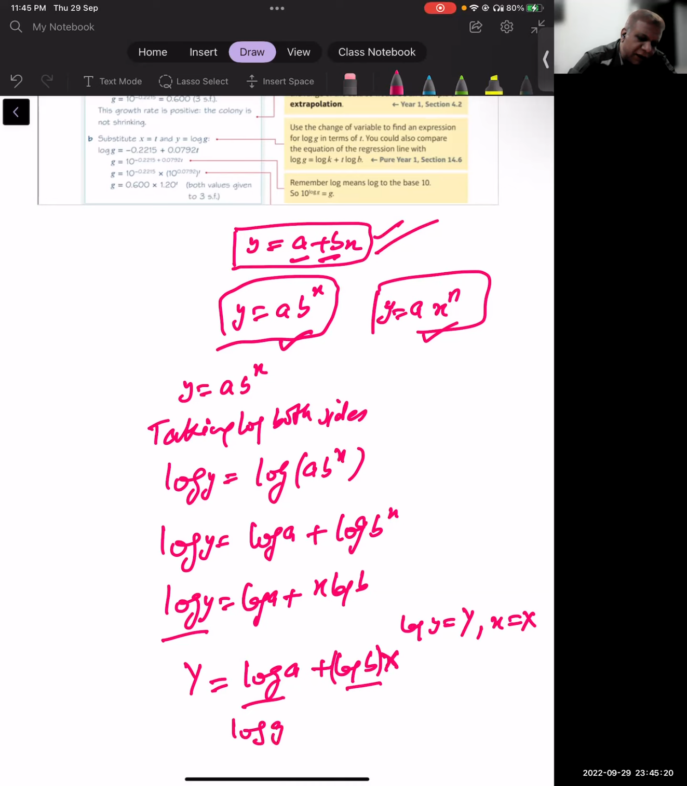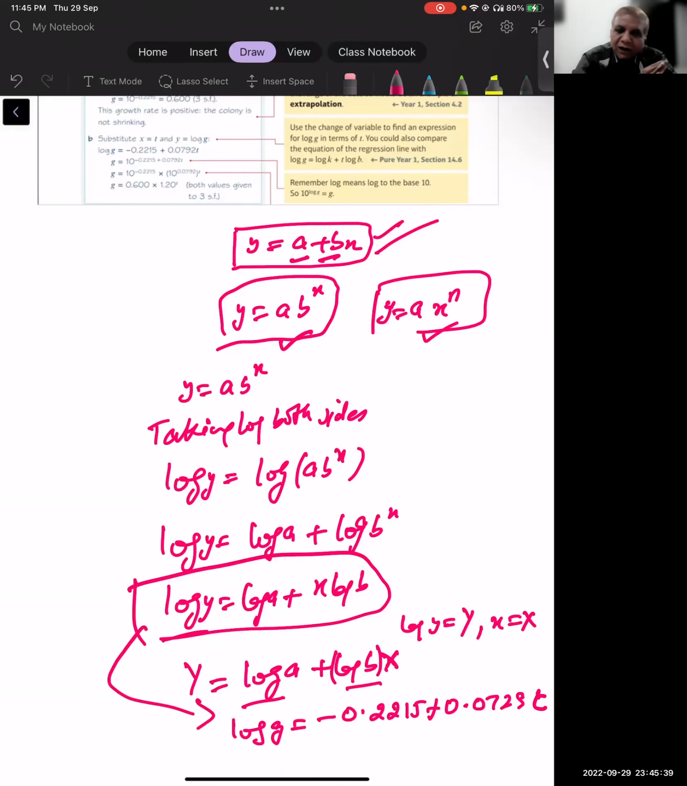Log G is equal to minus 0.2215 plus 0.0729. Now, isn't it the same line that I'm telling you here? Only the names are changed.